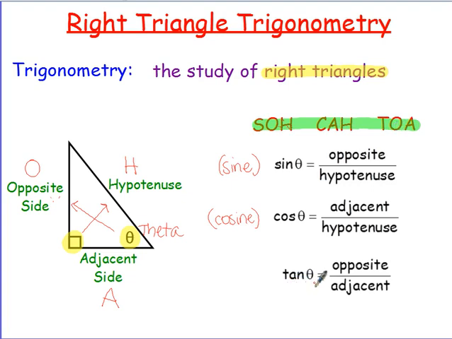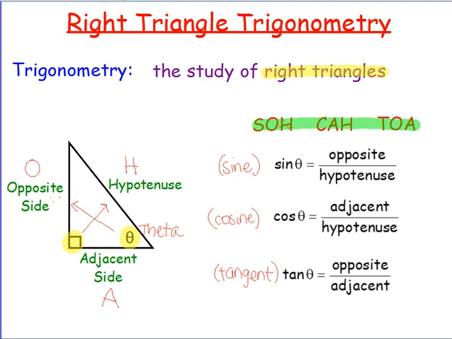Finally, TOA stands for tangent of theta. Again, that was tangent of theta. And the tangent of theta is always the opposite side over the adjacent side. Tangent equals opposite over adjacent.